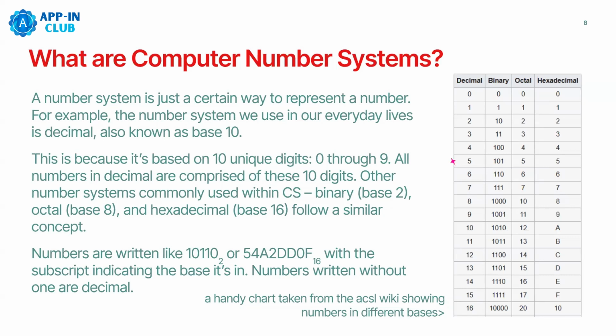Over here on the side is a chart. This is a screenshot from the ACSL wiki. It's a great resource that I'm sure all of you are aware of. I thought I'd just pop it in here because it shows numbers in different bases. As you can see, decimal goes from 0 to 9 before looping around. Octal goes up to 7 before it sort of loops around as well. And hexadecimal goes up to F before, yeah.